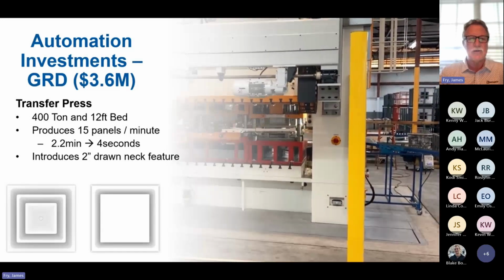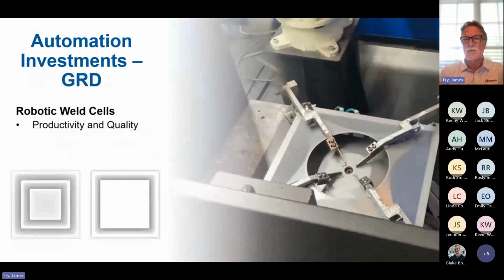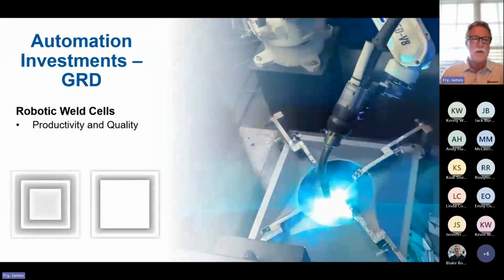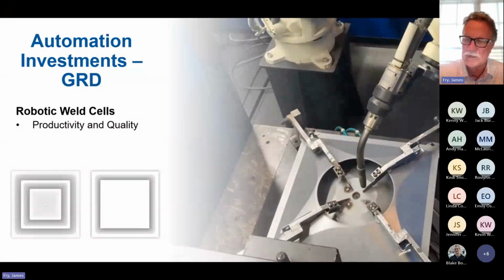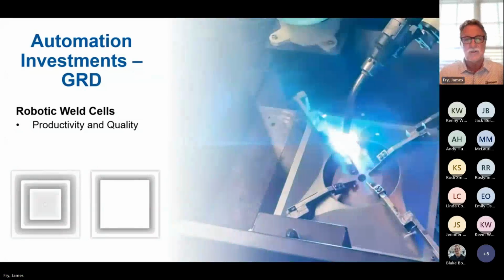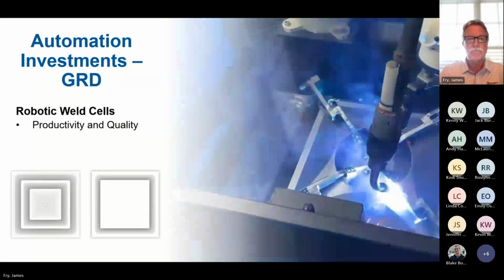We can draw that into a 2-inch neck with a beaded collar. It's very nice product. And we also have improved our automation. So again, that's our repeatability and our productivity and our quality. It adds to our superior lead times. Our lead times are typically 2 to 3 weeks on just about everything we manufacture in our Bushnell plant.